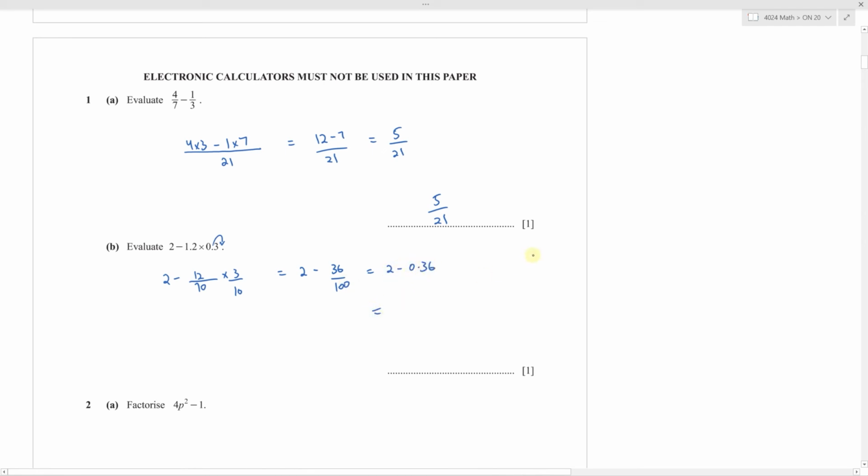So 2 minus 0.36, let's do this. I'll have to take carry, so this will become 1, this will be 10, and then I'll have to take carry 1 further. This will become 9, and this will become 10. So 10 minus 6 would be 4, 9 minus 3 would be 6, 1 minus 0 will be 1, and the decimal here. So your answer will be 1.64.